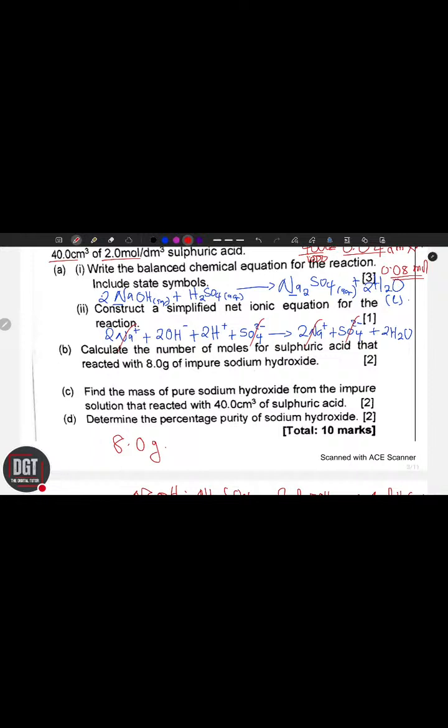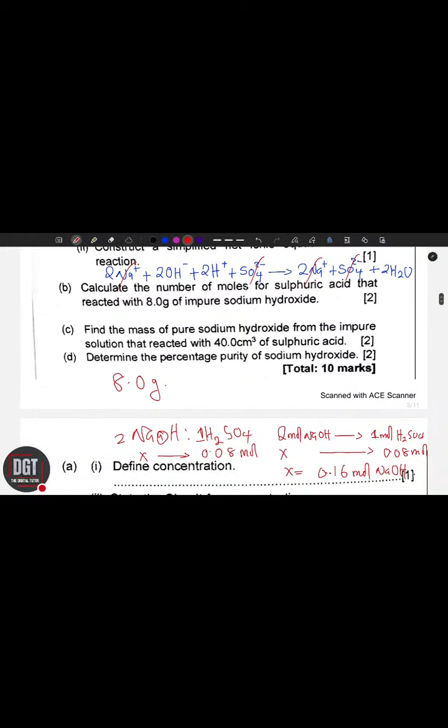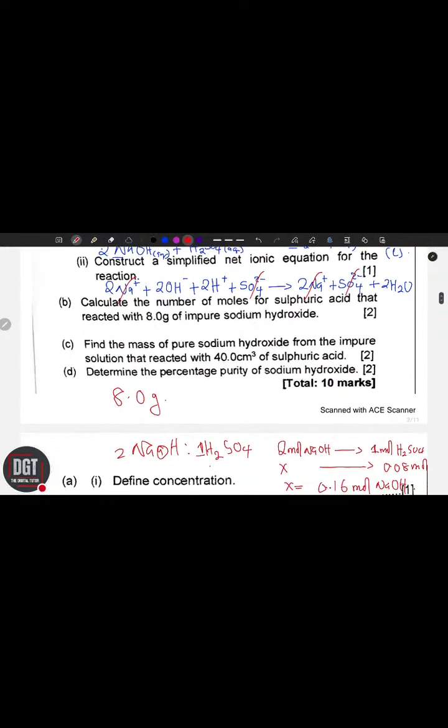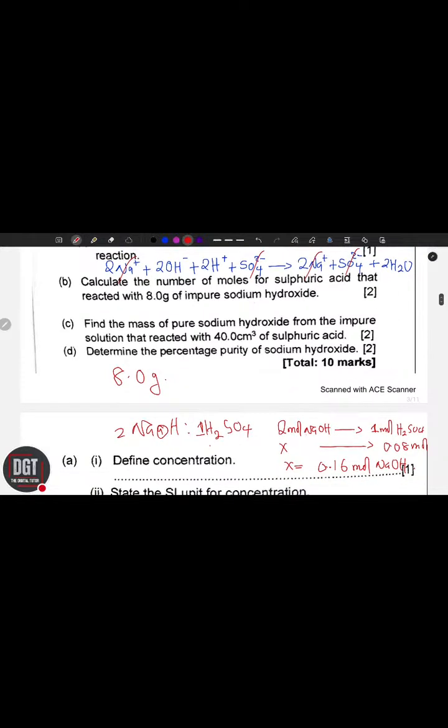The question is: find the mass of pure sodium hydroxide from the impure solution that reacted with 40 cubic centimeters of sulfuric acid. For us to find the mass of the pure, in the solution impurities remained, but the moles of the pure reacted with the sulfuric acid. So how do you find it? You are going to form the ratio of sulfuric acid and sodium hydroxide from the balanced equation. Sodium hydroxide has a 2 in front, and sulfuric acid has a 1. We form a mole to mole ratio: 2 moles of sodium hydroxide react with 1 mole of sulfuric acid.